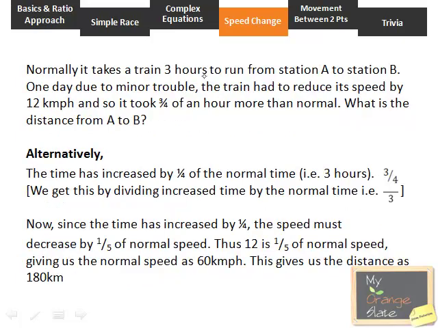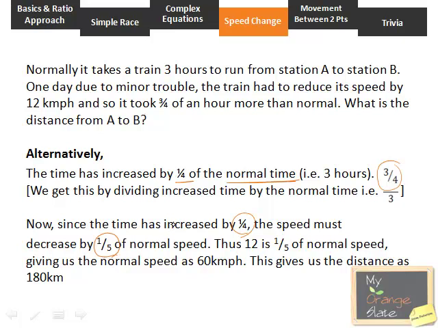Yet again, alternatively, if we see the time has increased by 1/4 of the normal time. And this we get by dividing increased time by the normal time. That is 3/4 divided by 3. So since time has increased by 1/4, the speed must have reduced by 1/5.